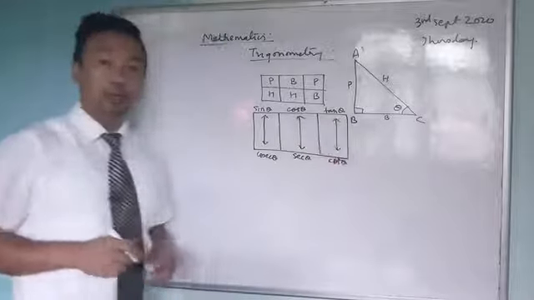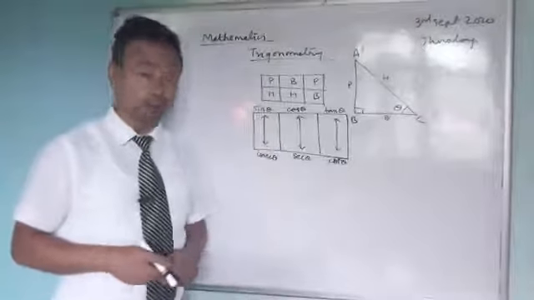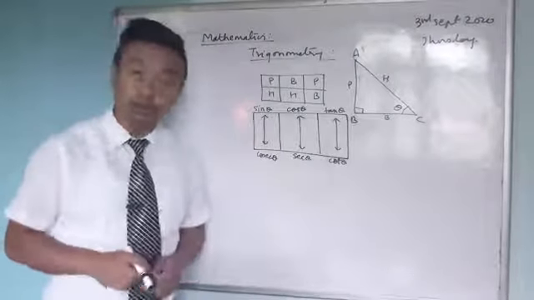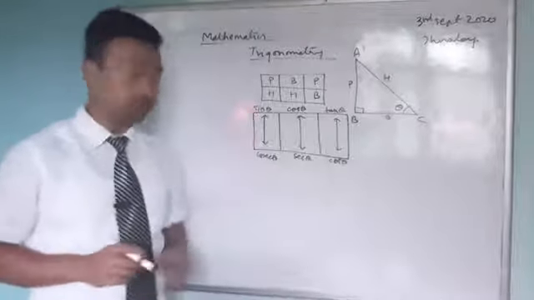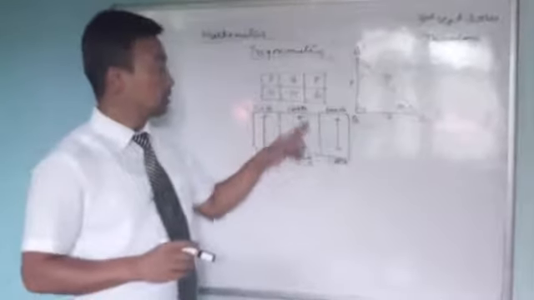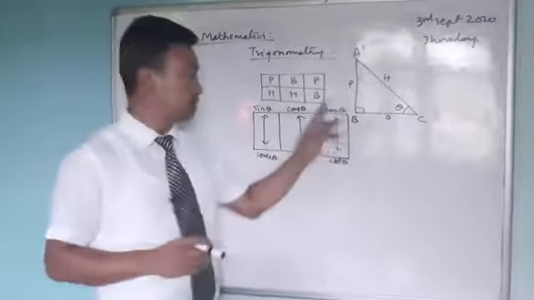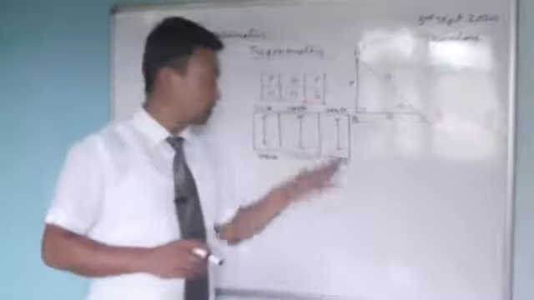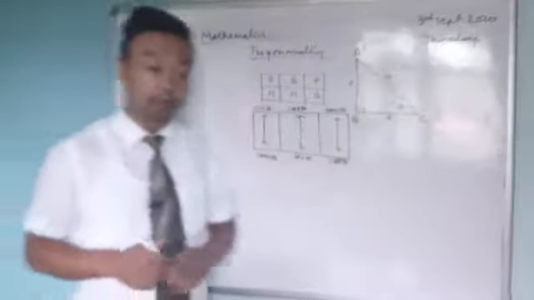Now if you see here, sine is the reciprocal of cosec. So sine theta is 1 by cosec theta. Similarly, cosec theta is 1 by sine theta. Likewise, cos theta is 1 by sec theta, and sec theta is 1 by cos theta. Tan theta is 1 by cot theta, and cot theta is 1 by tan theta. So this table helps you to remember.